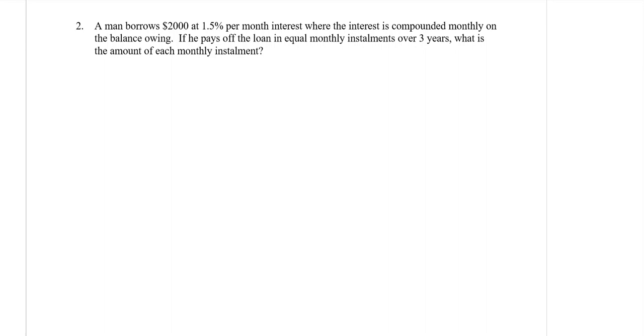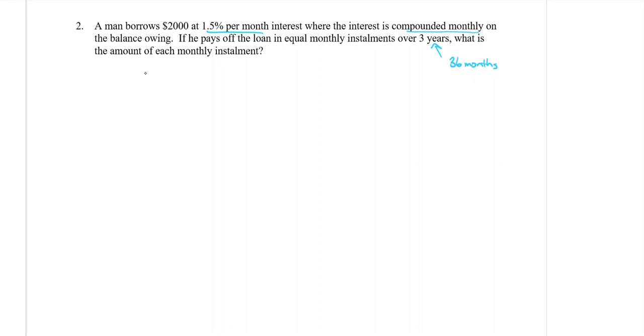A man borrows $2,000 at 1.5% per month, so that's in months there, where interest is compounded monthly, so we do want it in months, on the balance owing. If he pays off a loan in equal monthly installments over 3 years, so that's going to need to be 36 months, what is the amount of each monthly installment? So we're trying to find that M again. Pretty much the same question as the last one with different numbers in it.